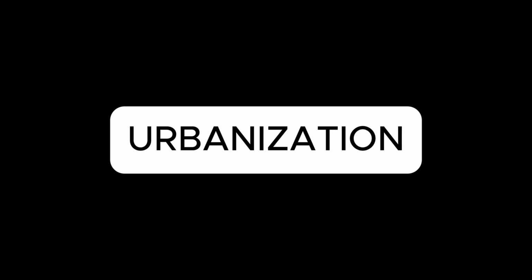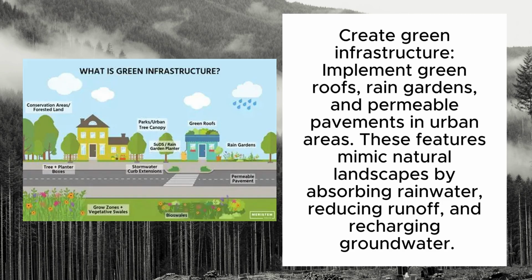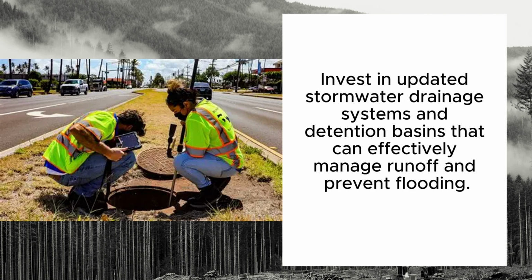For urbanization, the first one is to create green infrastructure. Implement green roofs, rain gardens, and permeable pavements in urban areas. These features mimic natural landscapes by absorbing rainwater, reducing runoff, and recharging groundwater. Second is to improve stormwater management. Invest in updated stormwater drainage systems and detention basins that can effectively manage runoff and prevent flooding.